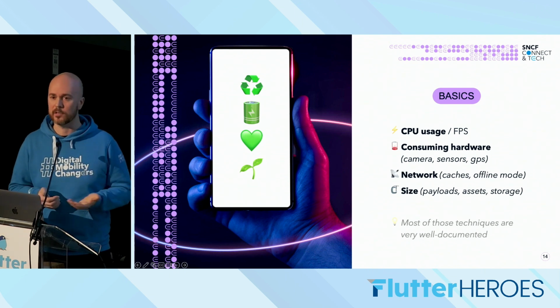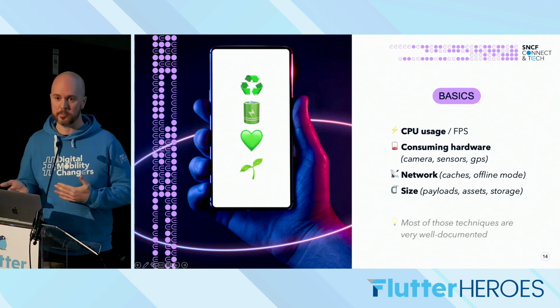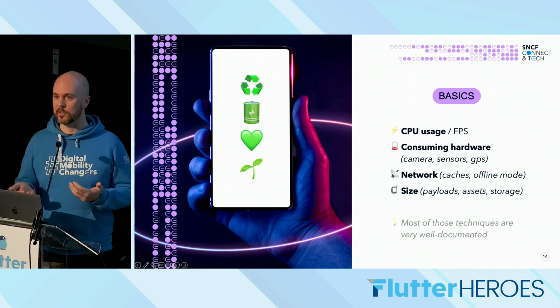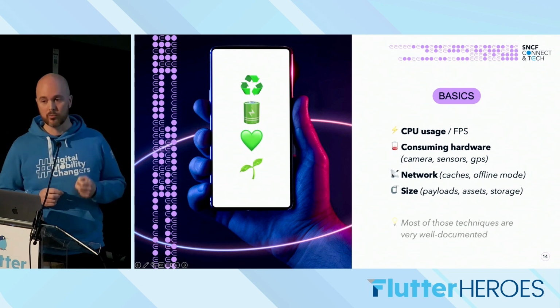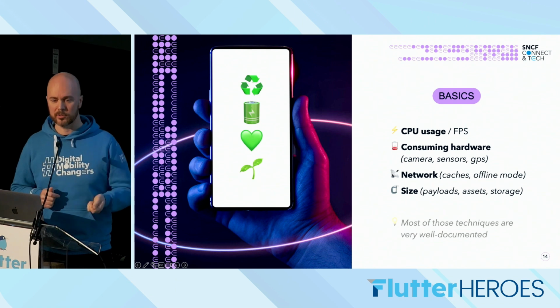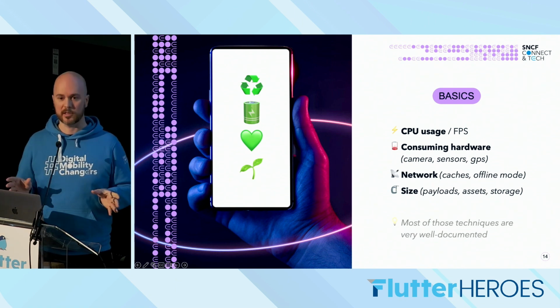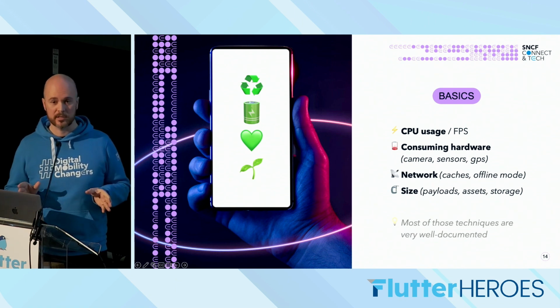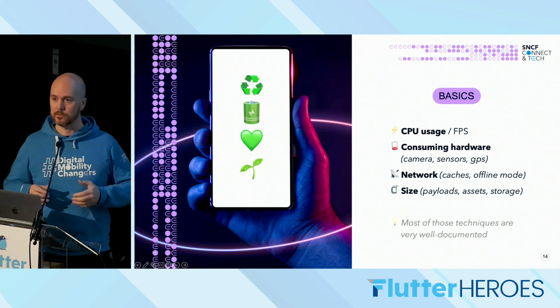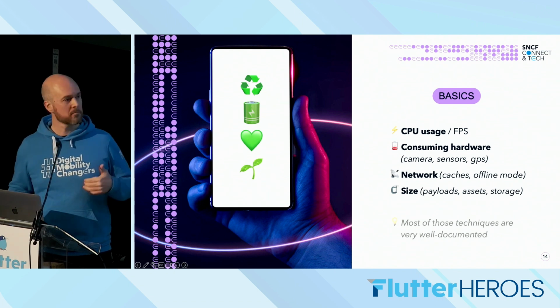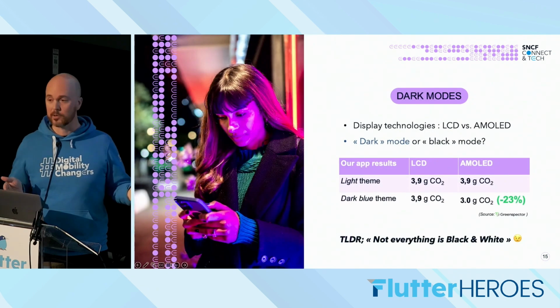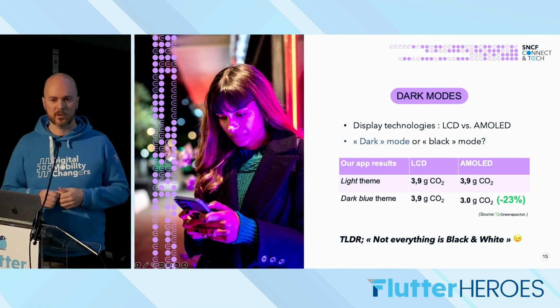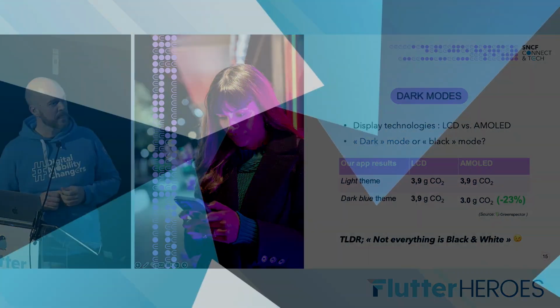So we'll have a look at the CPU usage, the frames per second. We can try to limit the usage of consuming hardware, like the sensors. We can try to work on the network, having a good cache strategy. You know these techniques. Those are the best practices. They are really well documented, so we won't spend time on that. Let's move on to the dark modes, because it's not always obvious.